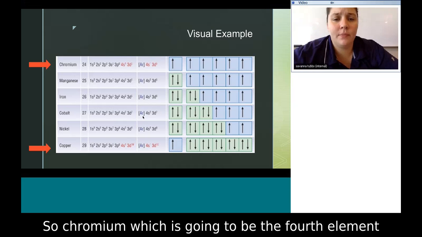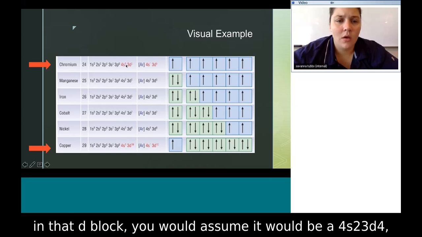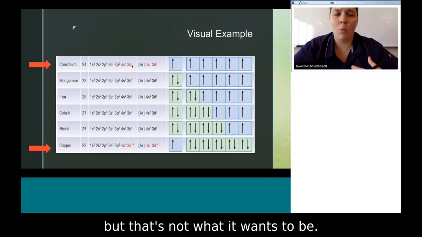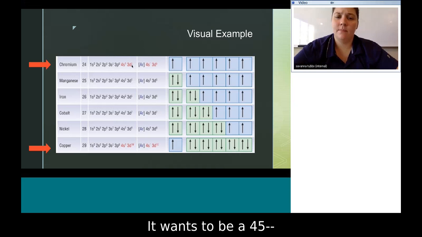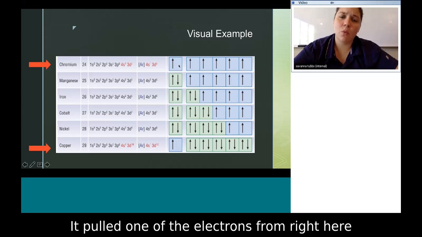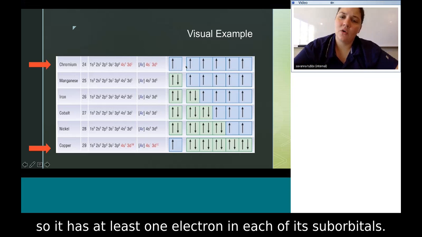So chromium, which is going to be the fourth element in that D block, you would assume it would be a 4s2 3d4, but that's not what it wants to be. It wants to be a 3d5. So this is that s orbital I was telling you that comes right before it pulled one of the electrons from right here, and it put it in this spot right here. So it has at least one electron in each of its suborbitals.